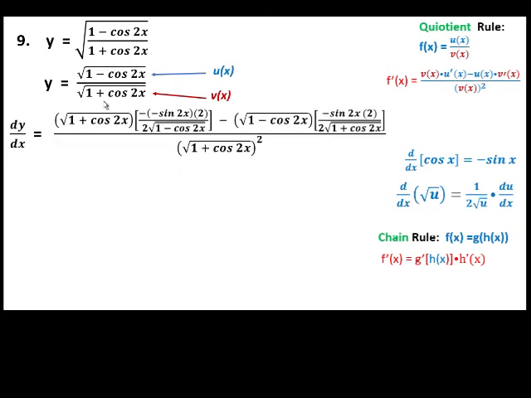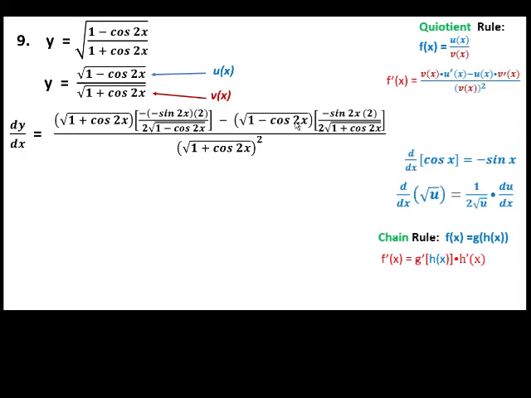Okay, so dy dx is equal to the denominator square root of 1 plus cosine 2x times the derivative of the numerator, which is square root of 1 minus cosine 2x. Following this derivative, we have 2 times square root of u, or 2 times square root of 1 minus cosine 2x, times the derivative of u, the derivative of 1 minus cosine 2x. Okay, so this negative is here. The derivative of cosine is negative sine. So this is negative, times, by the chain rule, the derivative of 2x is 2.